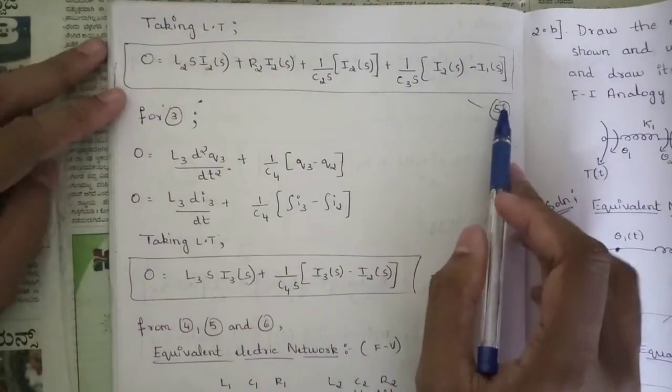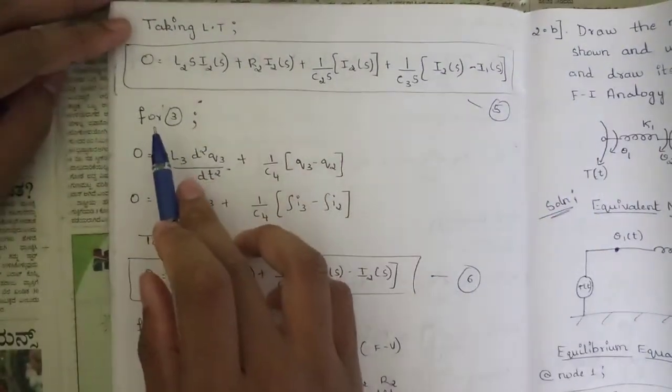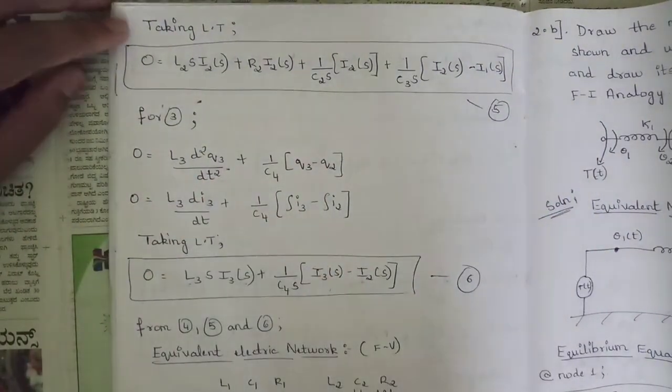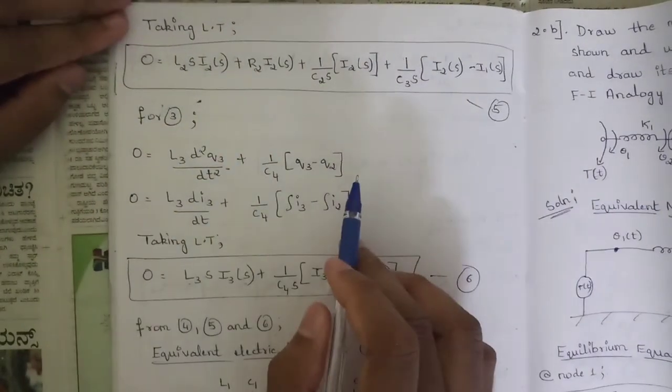This is the equation we get. Note it down as equation 5. And similarly for the third equilibrium equation, apply the FV analogy rule.